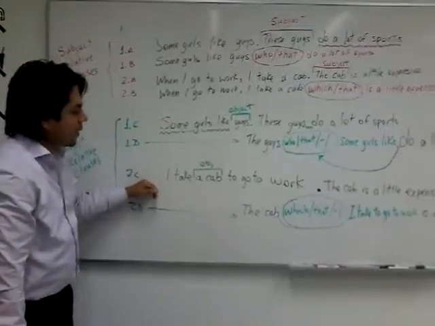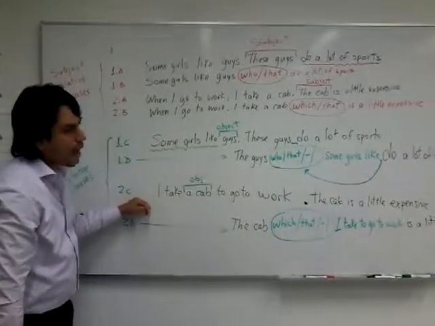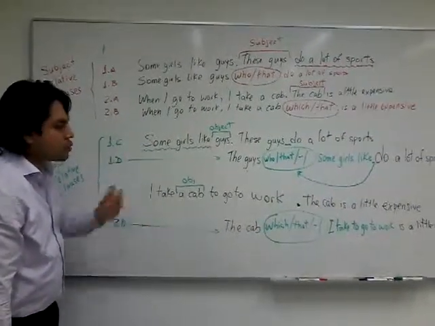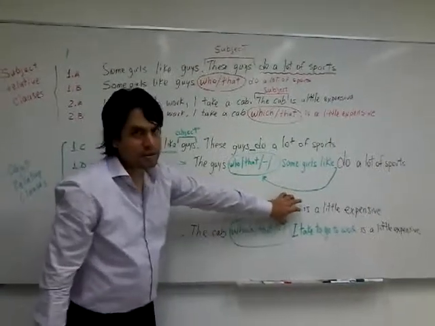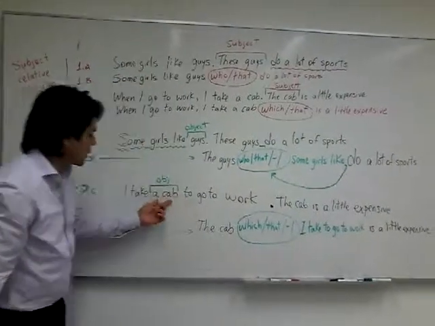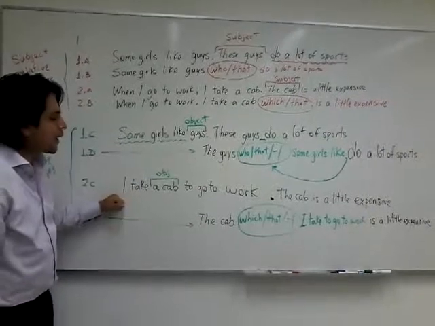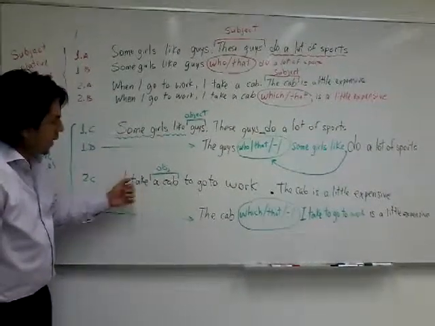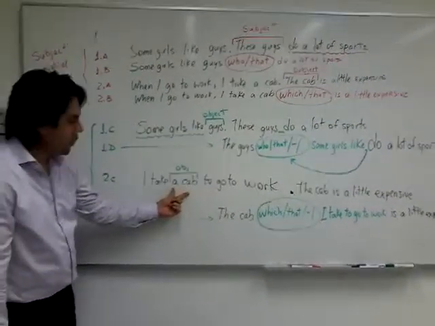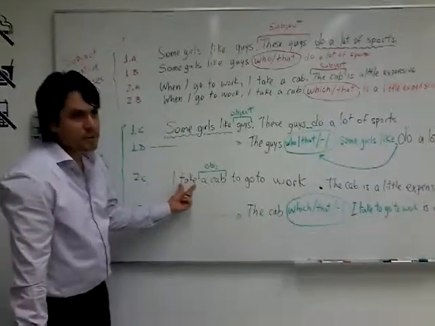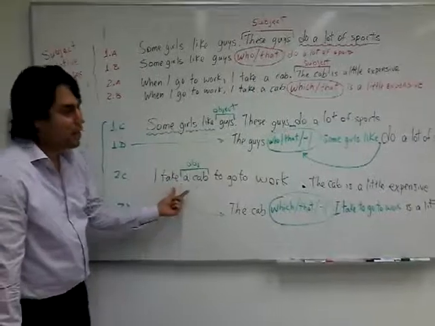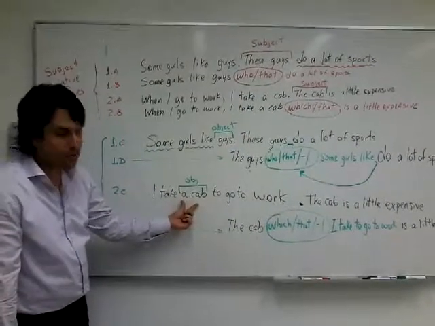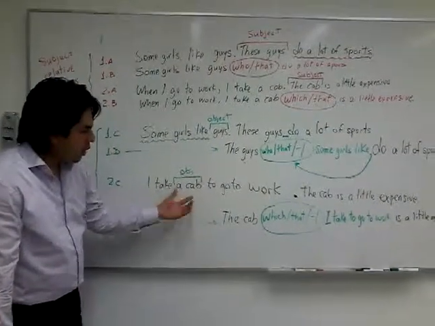Let's see another example. I take a cab to go to work, and then the cab is a little expensive. I'm going to join these two sentences, but I'm not going to use the subject of the sentence, but the object of the sentence. If I say I take a cab to go to work, a cab is actually the object, right? Because the subject of this sentence is I. So a cab is the object because this is receiving the action. A cab is after the verb.